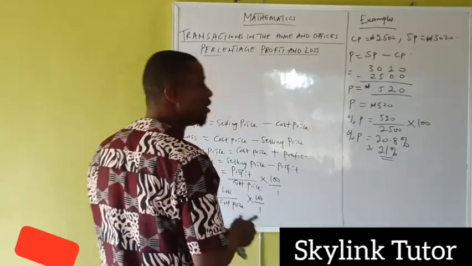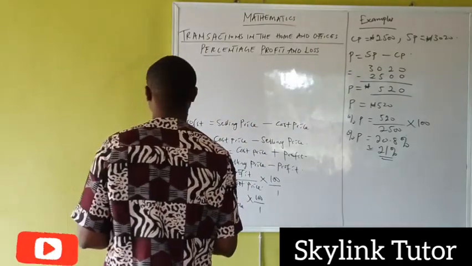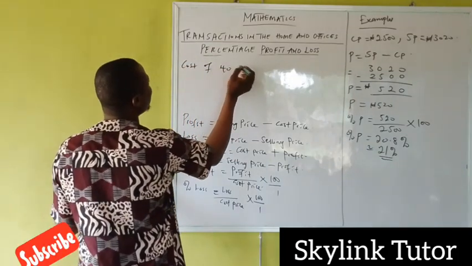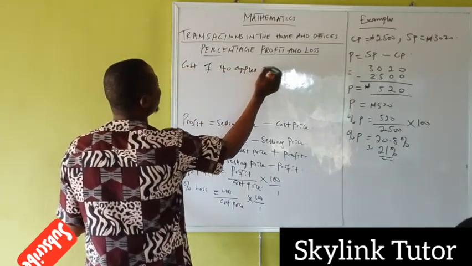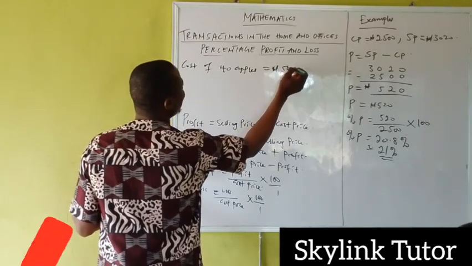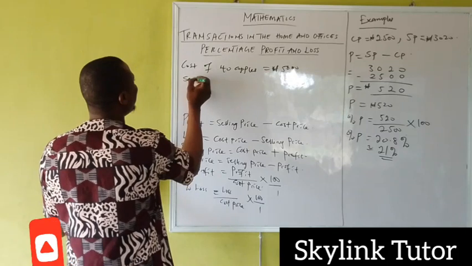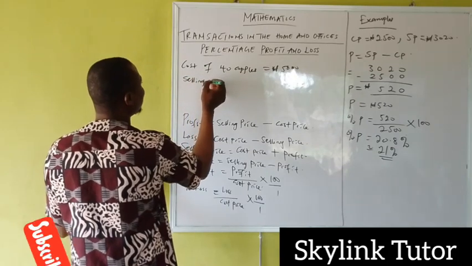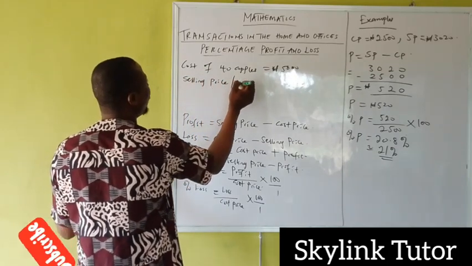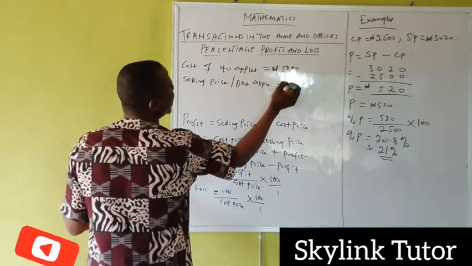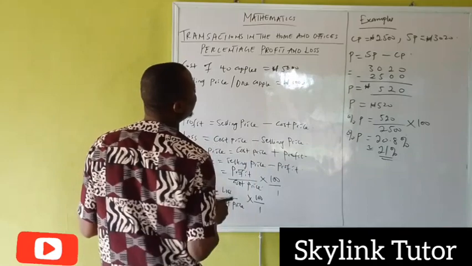If you look at this place very well, 40 apples. Cost of 40 apples, that one is 5,000 naira. Selling price per one apple, that one is 100 naira.